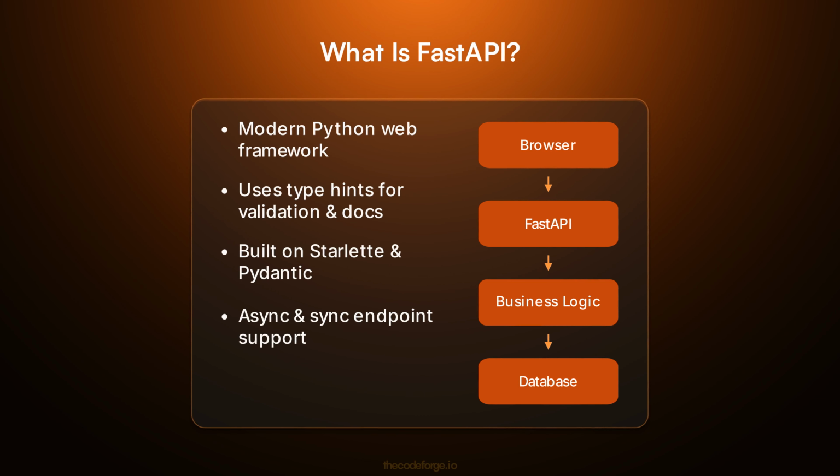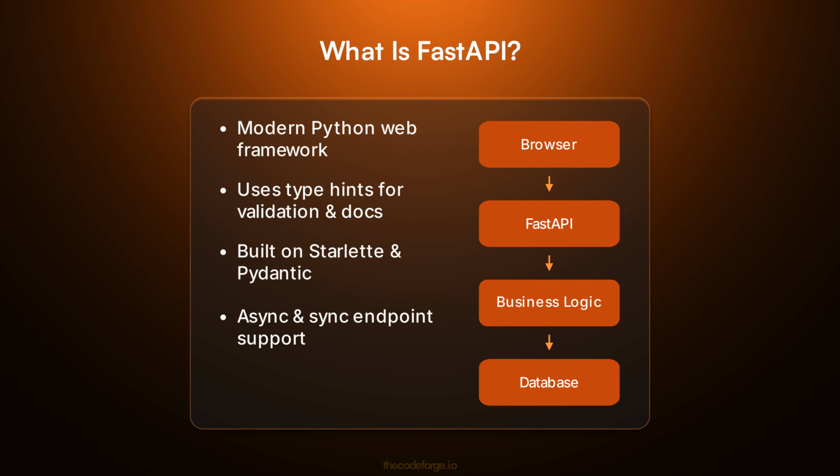FastAPI is a modern Python web framework for building APIs with automatic OpenAPI documentation, built-in data validation via Pydantic, and native async support. It exists because Flask and Django require significant boilerplate for request validation, serialization, and interactive docs. FastAPI eliminates that by inferring schemas from Python type hints.